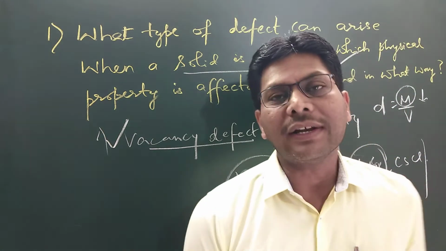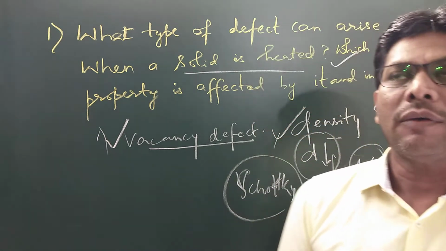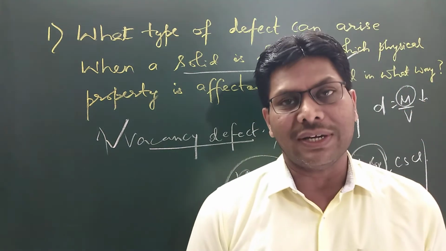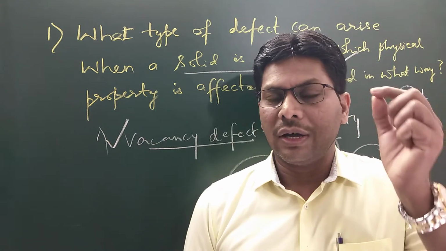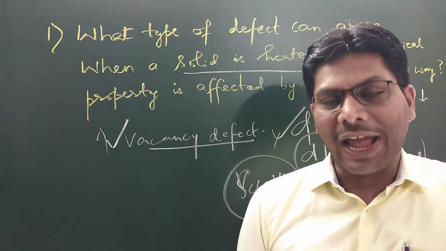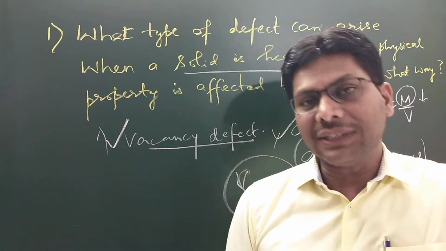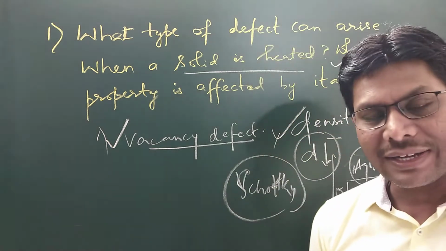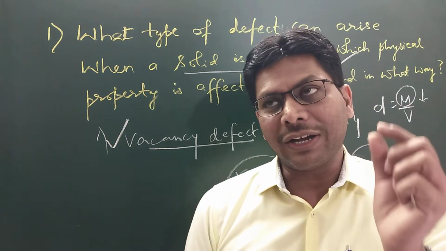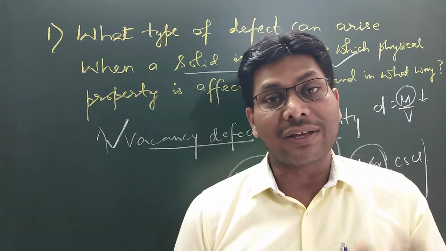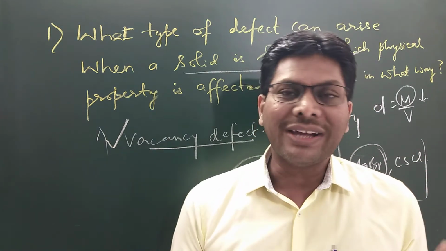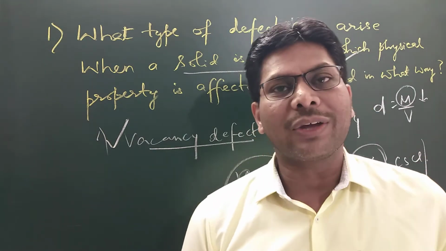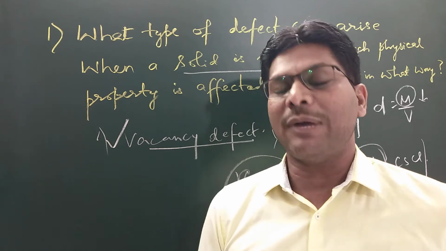Now coming to Frenkel defect. Frenkel defect is actually a dislocation defect. The cation moves from the lattice site to interstitial space. So there is a vacancy created at the lattice site, and the cation entering the interstitial creates an interstitial defect. As there is no loss or gain of particles, the density remains constant in Frenkel defect.